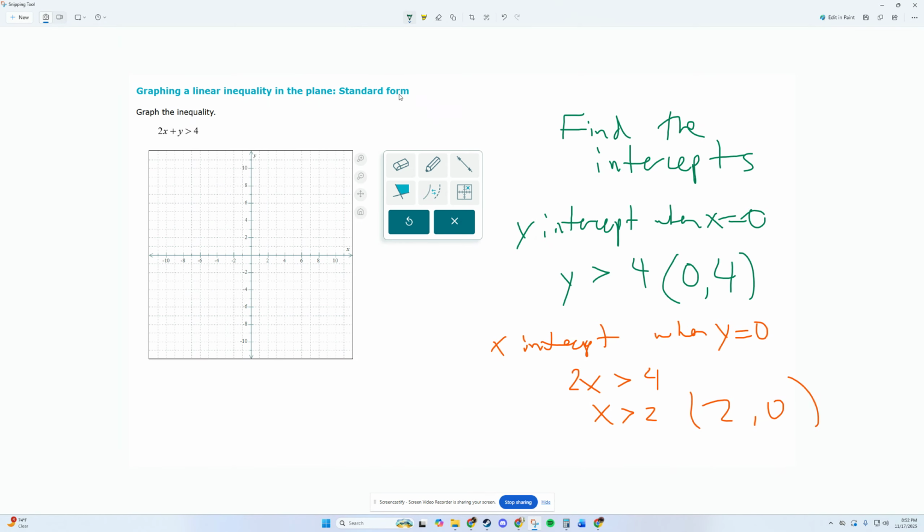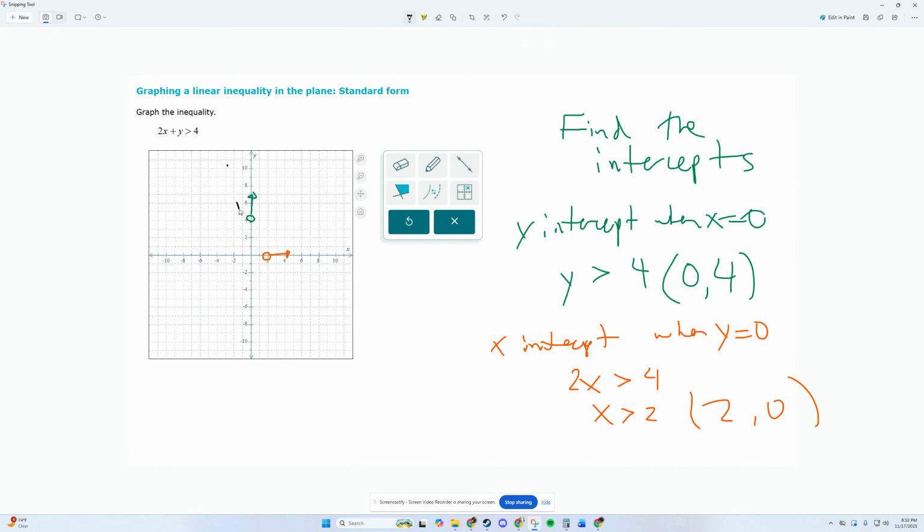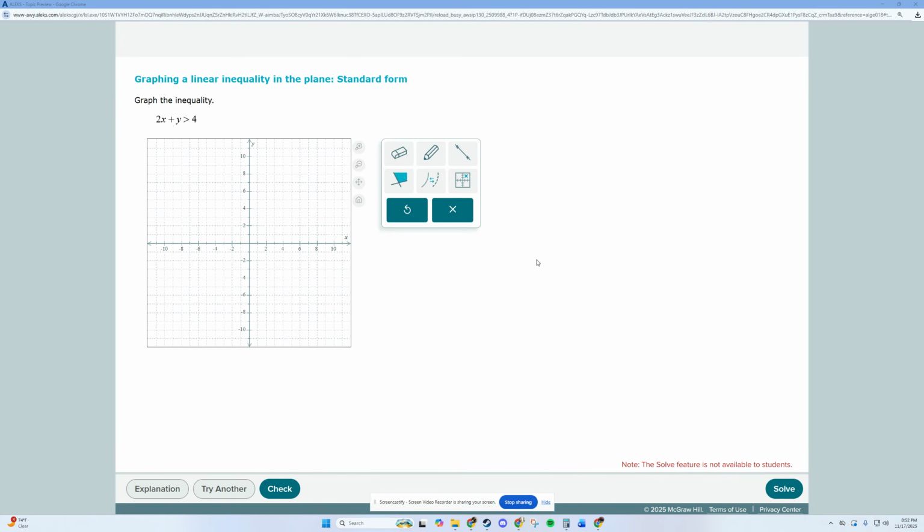So I had x when y is greater than 4. So it's going to be up above this when x is greater than 2. It's going to be up above this. So when I have this line drawn, it's going to be a dashed line. And it's going to shade above this.